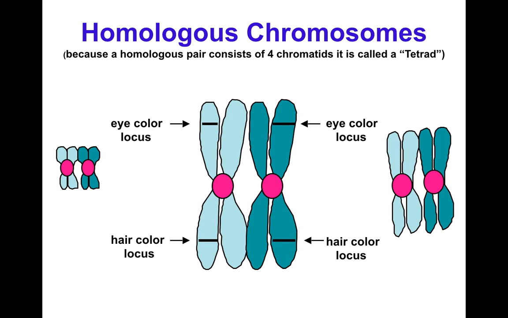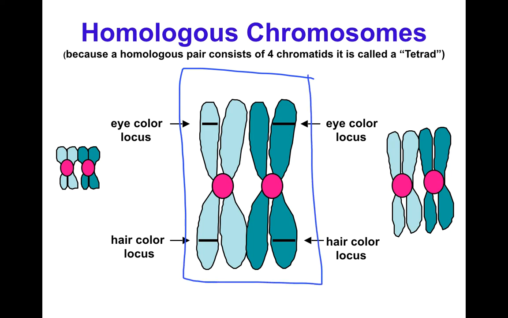So here's an example of a tetrad. It's made out of 4 chromatids: 1, 2, 3, and 4. Each tetrad, so one came from the mother, we'll just say this is the mother, and one came from the father. They're similar in size and shape, and they also have similar locus, which means they have this band right here that's responsible, in this case, for eye color.